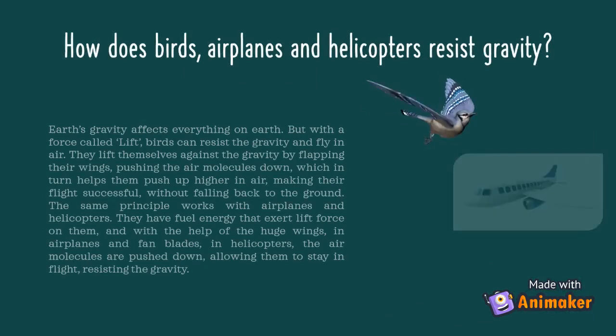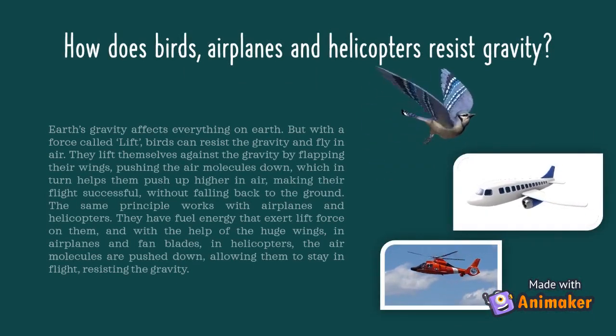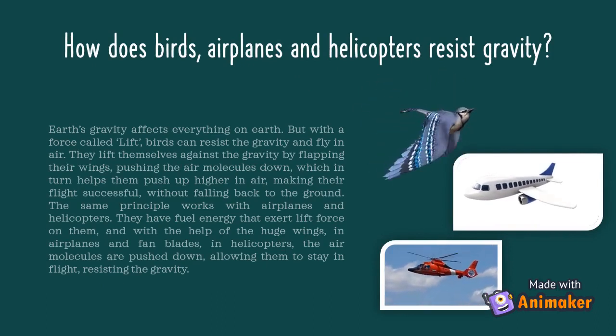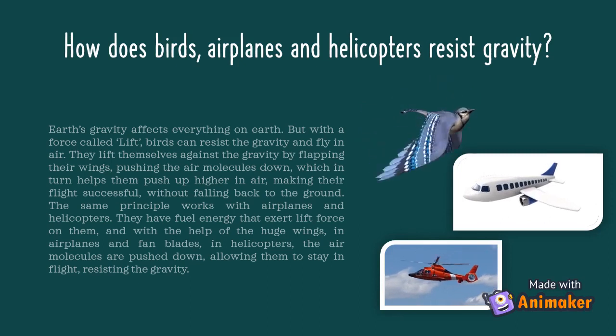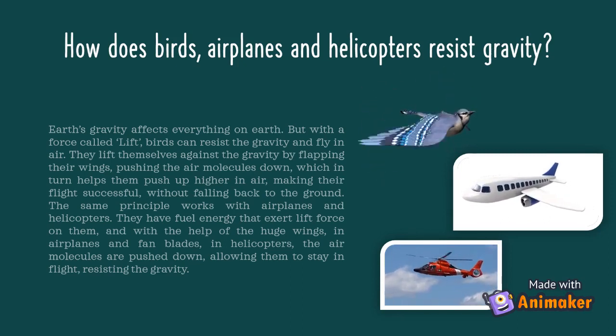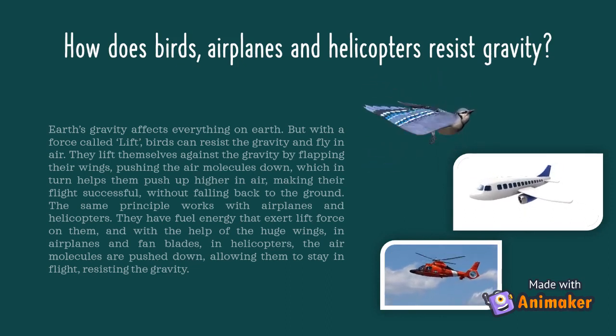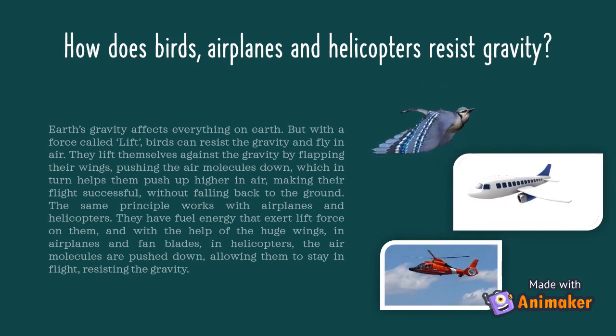How do birds, airplanes and helicopters resist gravity? Earth's gravity affects everything on Earth. But with a force called lift, birds can resist the gravity and fly in air. They lift themselves against the gravity by flapping their wings, pushing the air molecules down, which in turn helps them push up higher in air, making their flight successful without falling back to the ground.